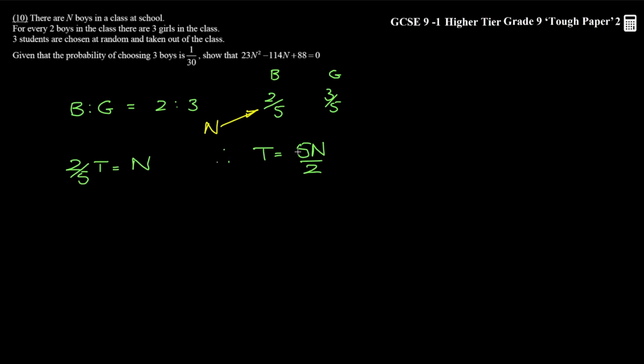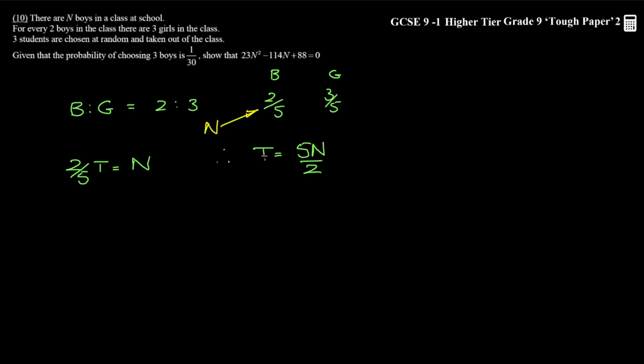So the ratio of boys to girls is equal to 2 to 3. So the class is made up of 2/5 boys and 3/5 girls. And 2/5 of the class, well, this is equal to n. So let's start involving totals. So I can say that 2/5 of the total must equal n. So the total is equal to 5 over 2 n.